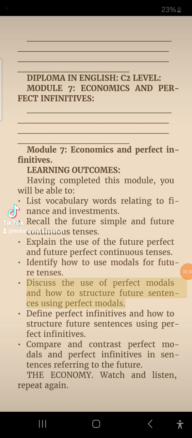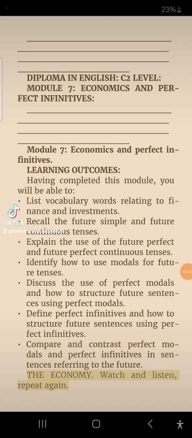Discuss the use of perfect modals and how to structure future sentences using perfect modals. Define perfect infinitives and how to structure future sentences using perfect infinitives. Compare and contrast perfect modals and perfect infinitives in sentences referring to the future.